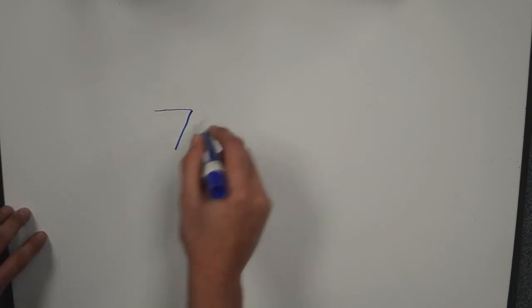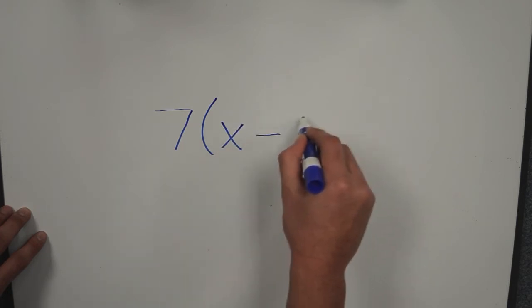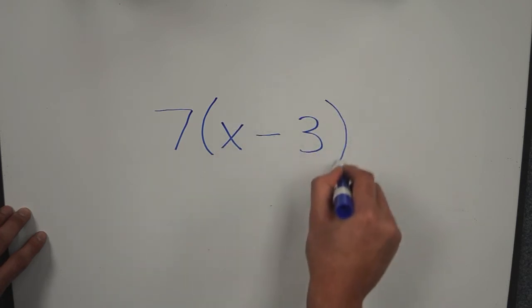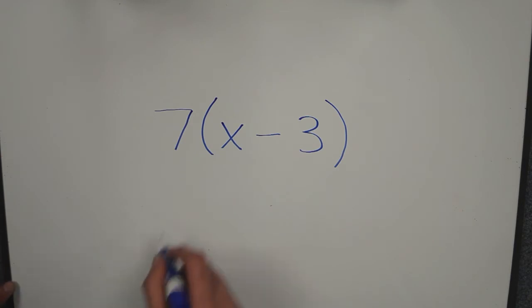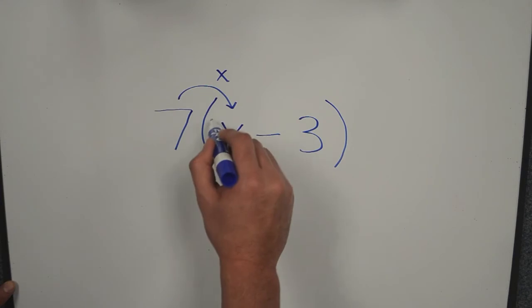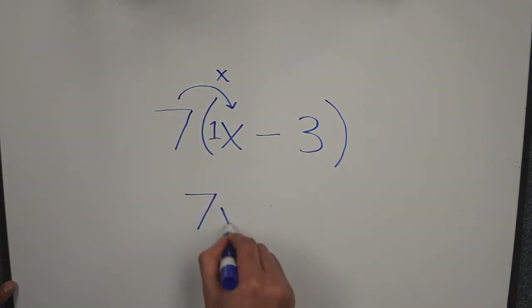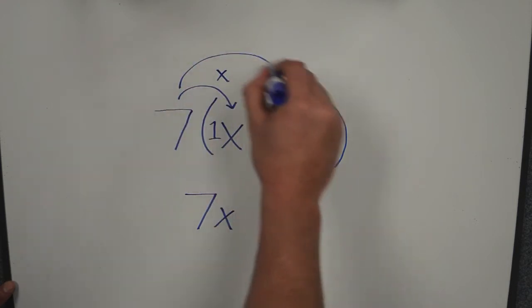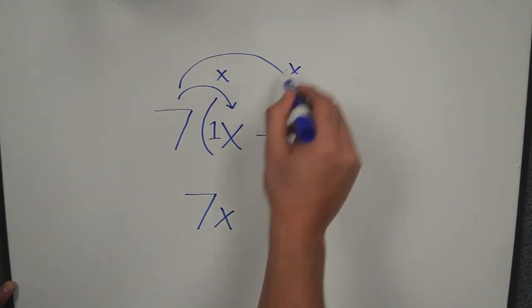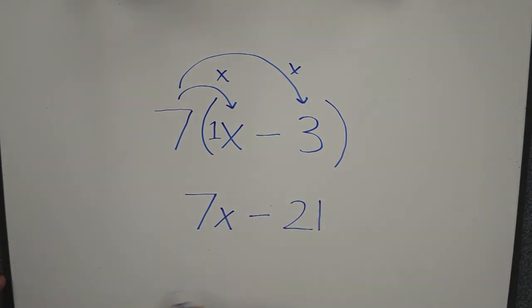This time we'll use 7 again. We'll use an x. And this time we're going to change the sign of the second number. Okay? Same thing applies. I'm going to multiply the outside number by the two numbers on the inside. So the first thing I'm going to do is 7 times x, which gives me 7x. And then I have to recognize the sign. It's -3. So when I multiply 7 times -3, I'm going to get -21.